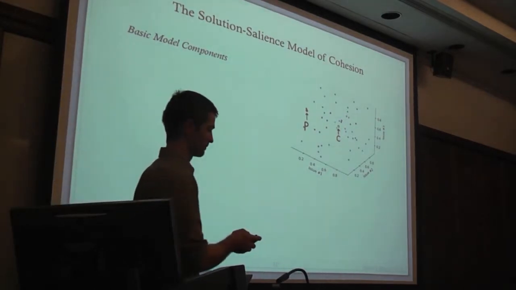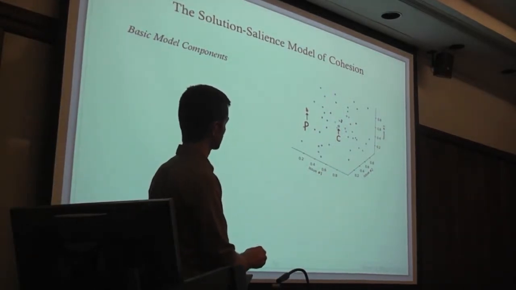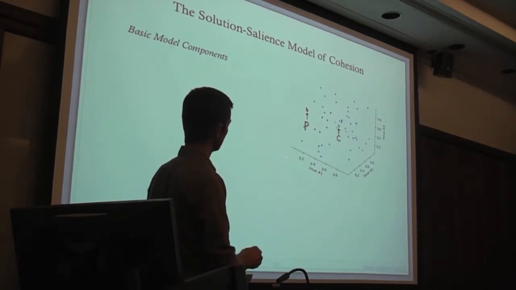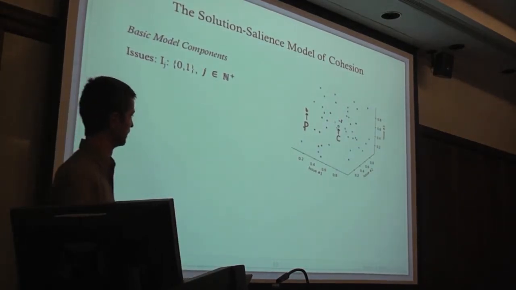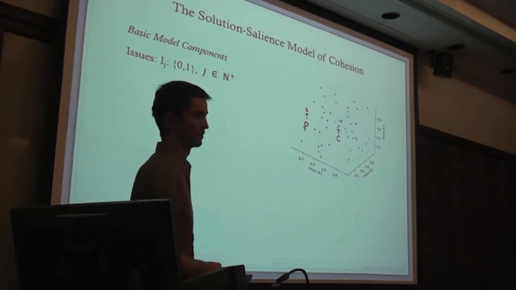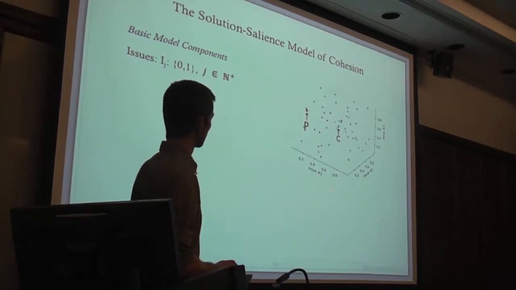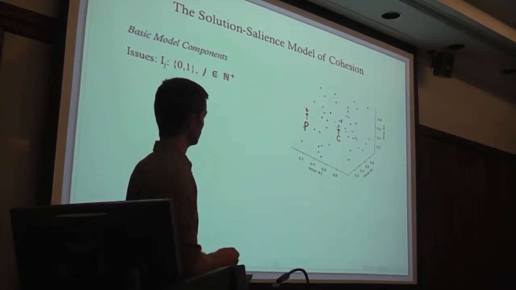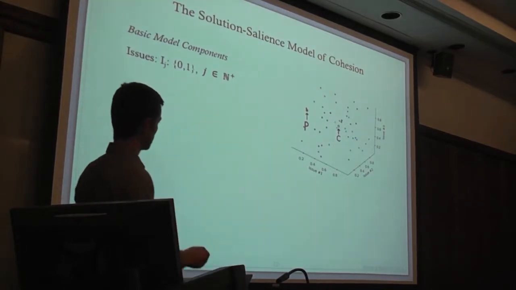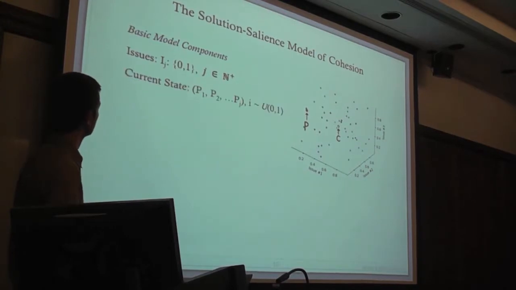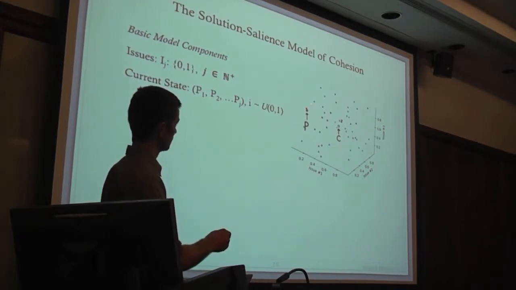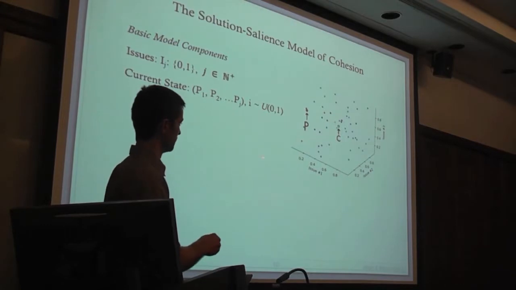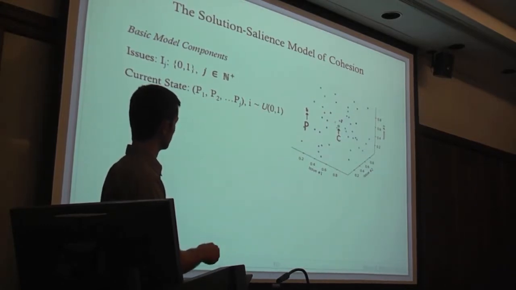Okay, so basic model components. This is how we've started to think about the system, sort of as an issue space. An issue is just a dimension that ranges from 0 to 1, and we can have as many as you'd like. Most of our runs we've actually done with 3, just because it's convenient. But we picture them as a J-dimensional space like this. So the issues are just the dimensions. The current state is the global problem. In this particular drawing, the state of affairs is pretty radical along these dimensions of issues. It's not in the center of the space.